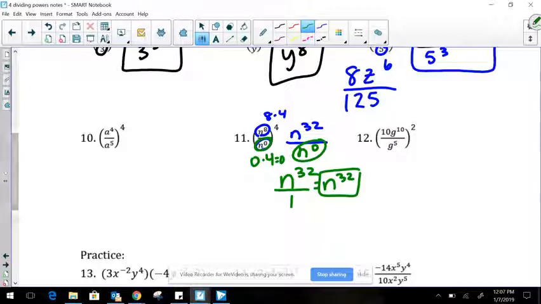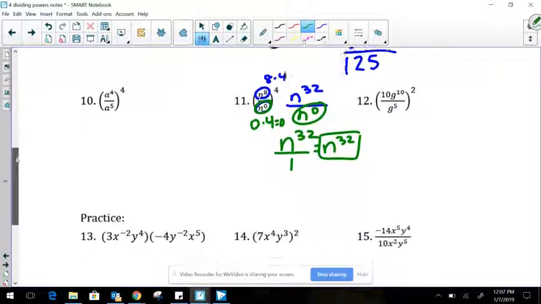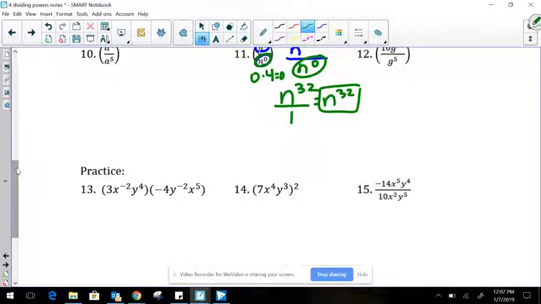Great. Okay, let's do these bottom 3 then. These are really good practice for ones you might see on tests and quizzes. So we're combining all these rules together that we've learned.